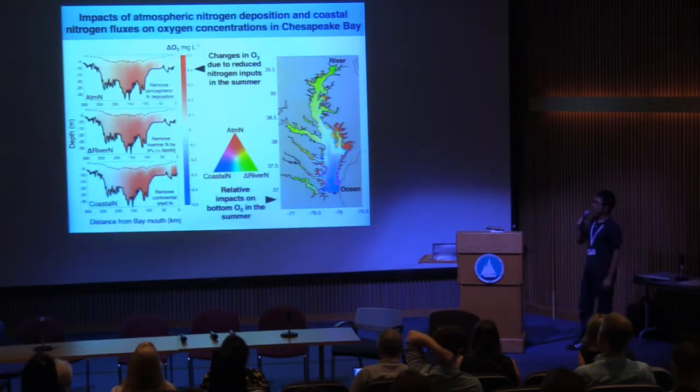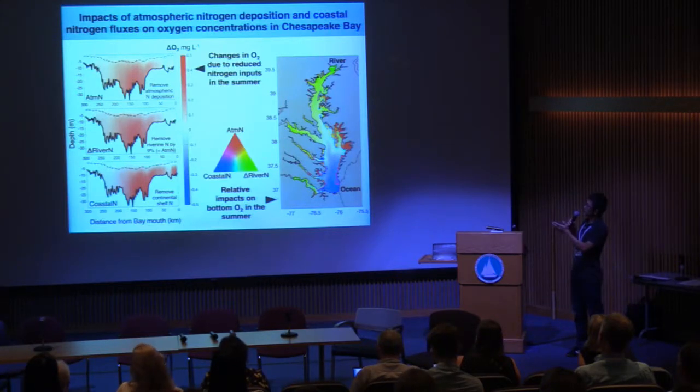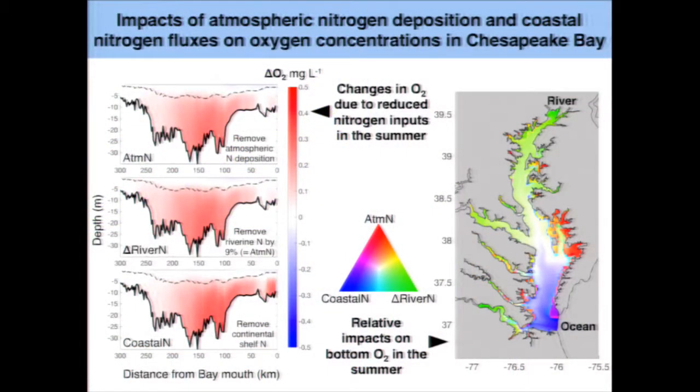One of our key findings is shown in the figure on the left, which is the change in oxygen due to the reduced nitrogen input in the summer. The first panel, so these figures are the transect along the main stem of the bay. On the left-hand side is the head of the bay, where the Susquehanna River comes into the bay, and on the right-hand side is the ocean. From this transect, the first panel, we removed the nitrogen from atmosphere, and for the second panel, we removed the nutrient from the river by 9%. This 9% is equal to the nitrogen from the atmosphere, so we have the same amount of nitrogen reduction for the first two cases, and we can see their impacts on oxygen are pretty similar. We can see about 0.3 increase in dissolved oxygen below the pycnocline, which is shown by the dashed line.